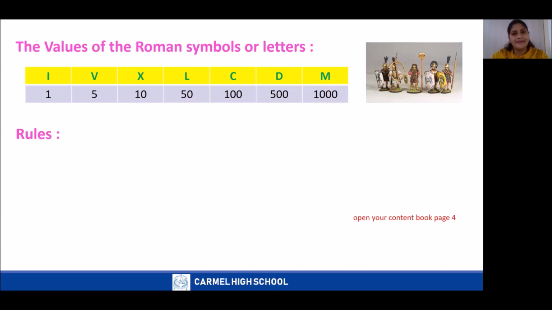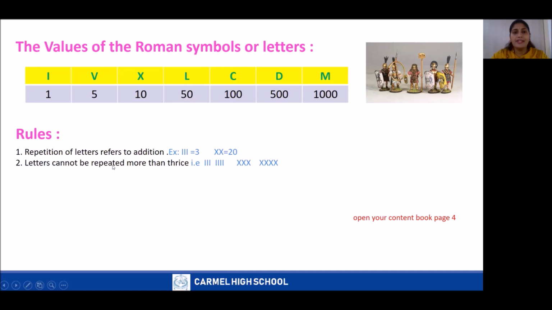Rule 1 says, repetition of these letters refers to addition, meaning I have 3 I's. 1 plus 1 plus 1 is equal to 3. Also, I have X and X. I have 2 X's, which means X plus X is equal to 20. We are adding here. Clear? Now the next rule.